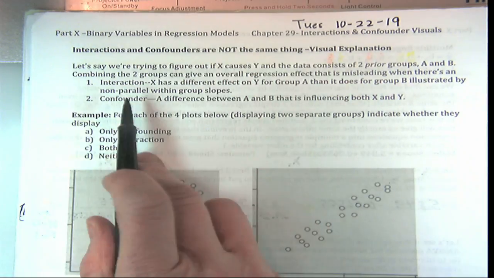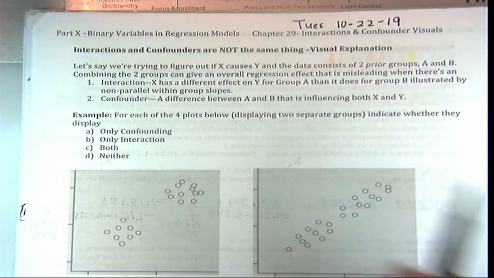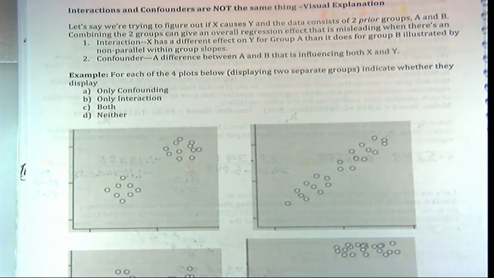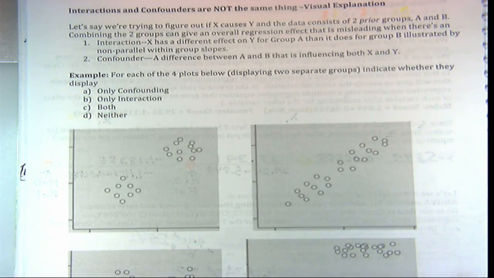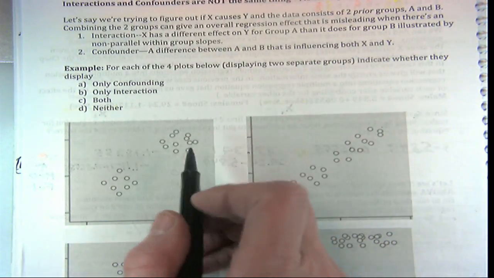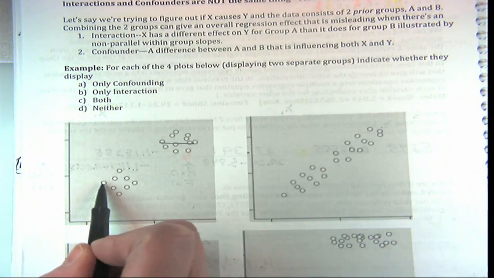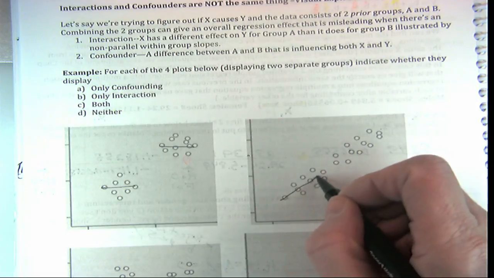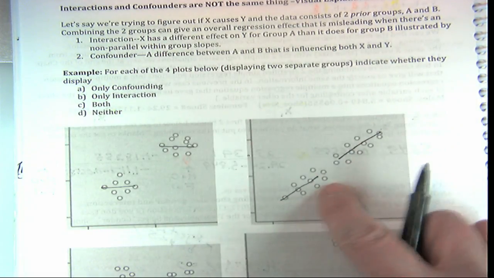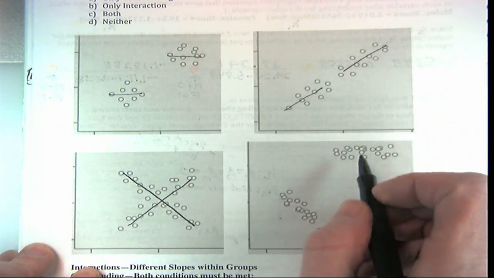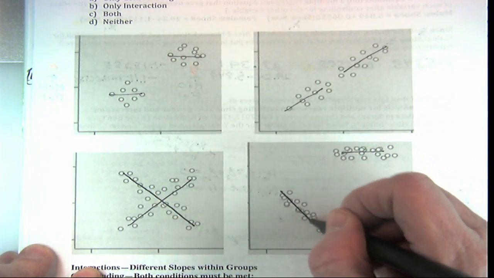So what is an interaction? Let's start with that. If you have two groups, like group A and group B, an interaction is when they have different slopes. For example, let's look at this. Within these two groups, they both have flat slopes here, whereas here they both have slopes you can see. And here, this group has a slope this way, and this group has a slope that way.